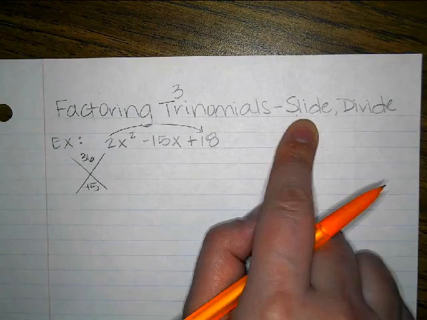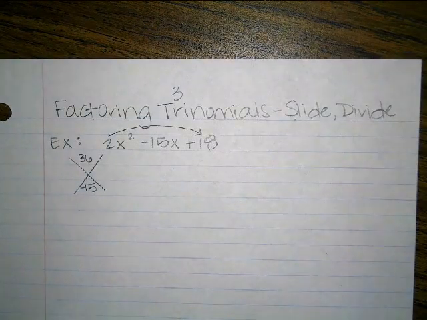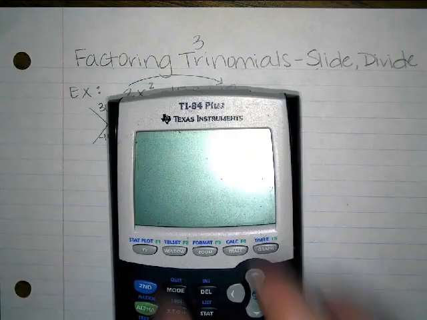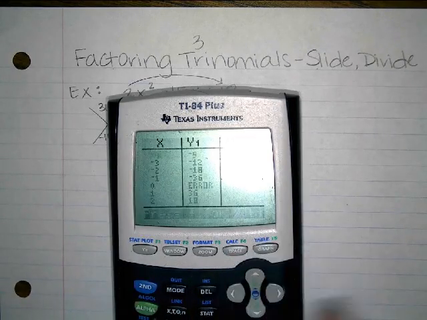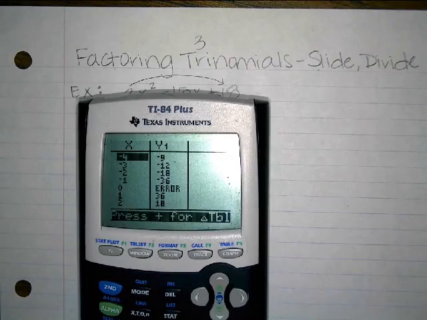All right, so now I'm going to grab my calculator. And I'm going to say I'm looking for two numbers that multiply to 36 and add to negative 15. And does anyone know what those numbers are?